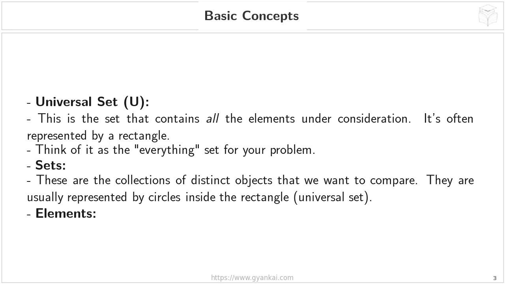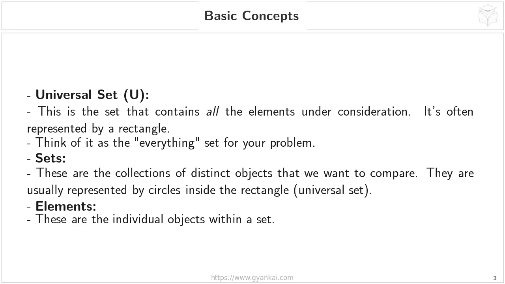Finally, we have elements. These are the individual items within a set. They could be numbers, letters, people, objects, anything. For example, if our set A is the set of even numbers, then 2, 4, and 6 would be elements of that set. They are the specific things that belong to a particular group.